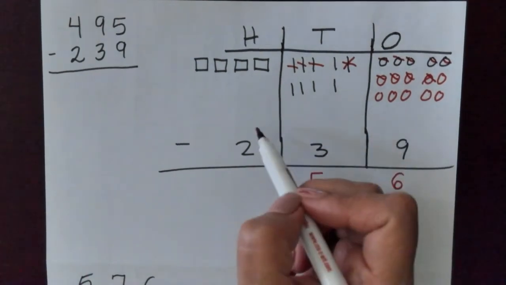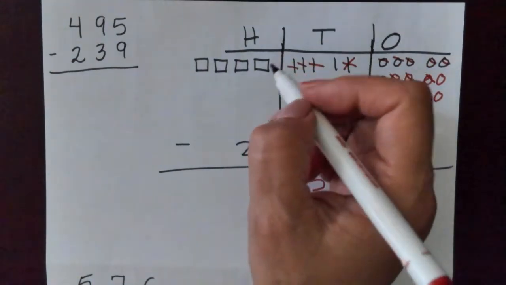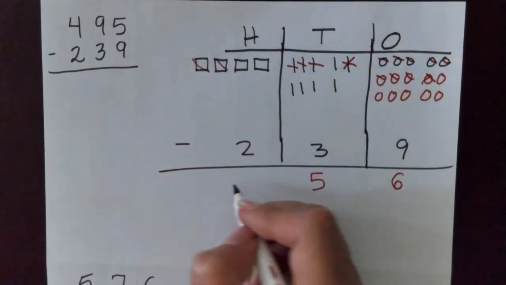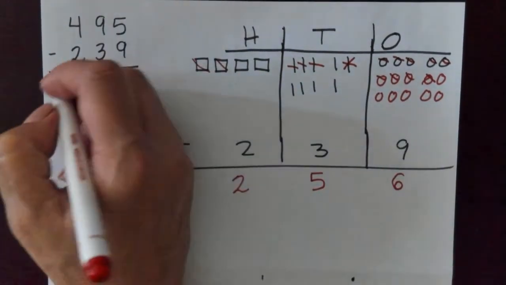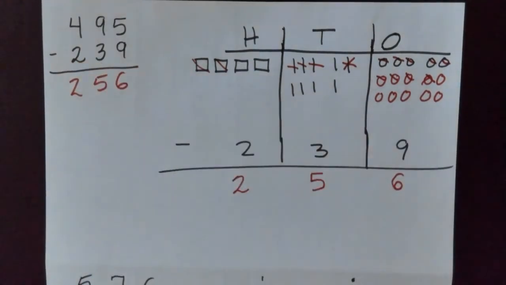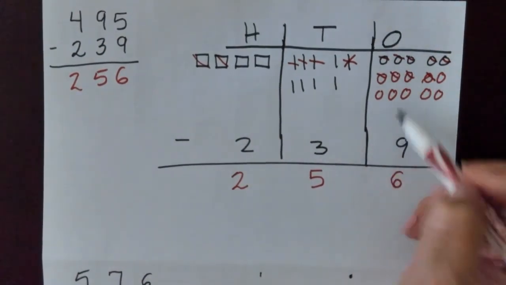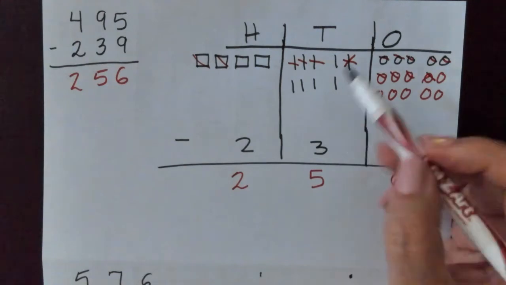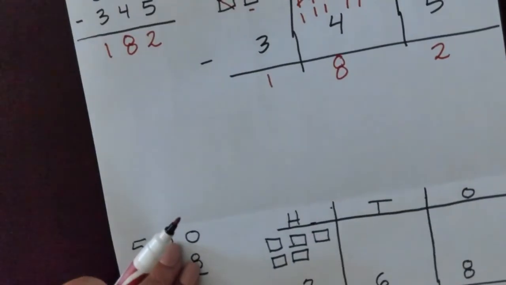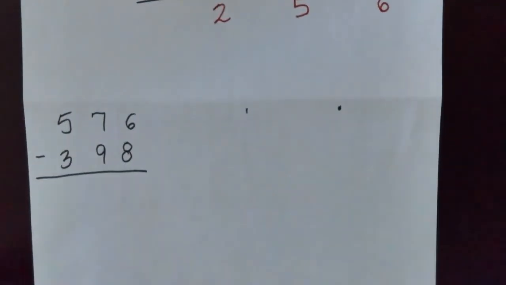What about here? Well, it's the same. We didn't have to borrow. Tens didn't have to borrow, so we have 1, 2. We have 200 left. 256. Notice in this one I had to borrow from the tens column, and on the other one I had to borrow from the hundreds column. Is that what I had to do? Yes. Okay.